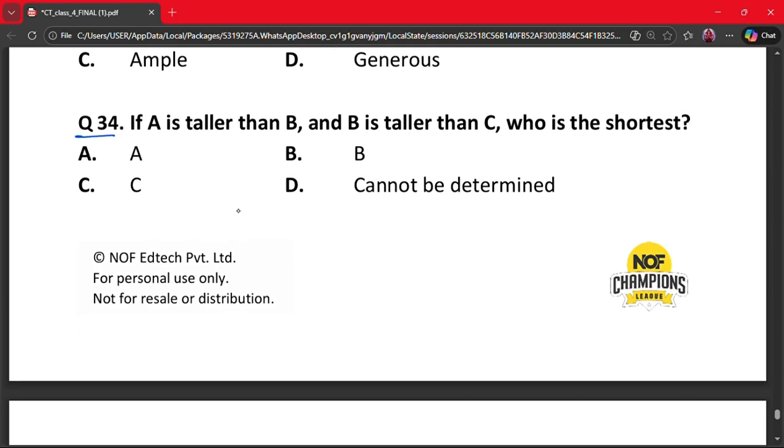Our next question is question number 34. If A is taller than B and B is taller than C, who is the shortest? A, B, C, or cannot be determined. So C is shorter than B, and B is shorter than A. So C is the shortest. So our correct answer is option C.